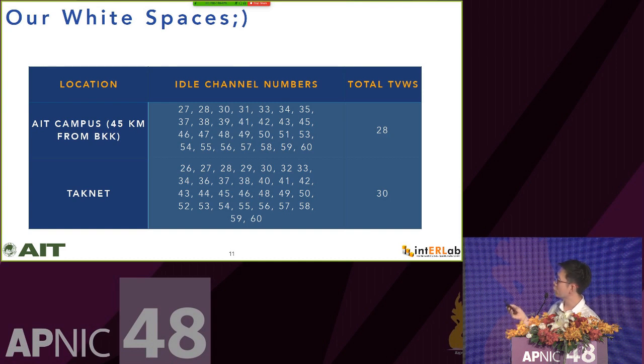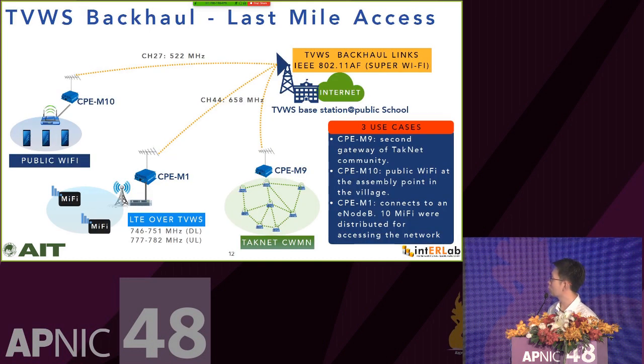We compare the 3 locations as well. The first one is the AIT campus, which is 45 kilometers from Bangkok, where we have about 28 channels free. And then for TACnet, in the TAC location, we have about 30 channels free. So for the deployment, now we know which frequency we can use.